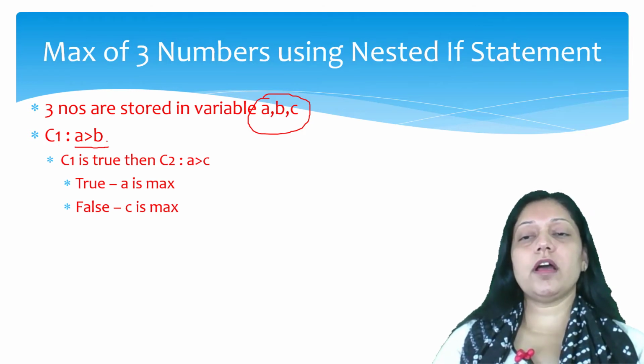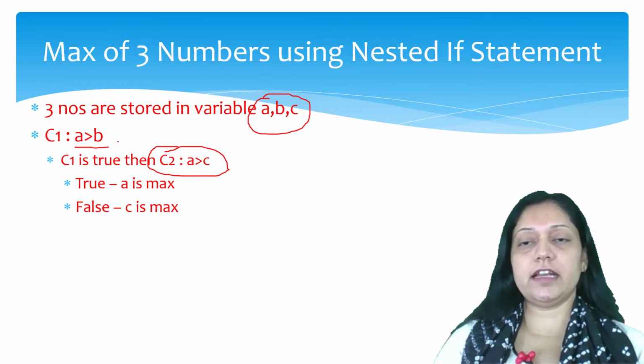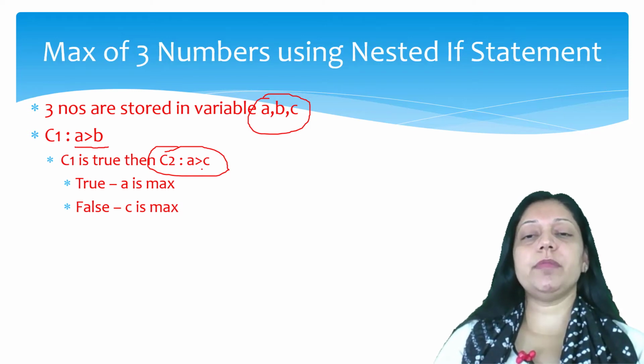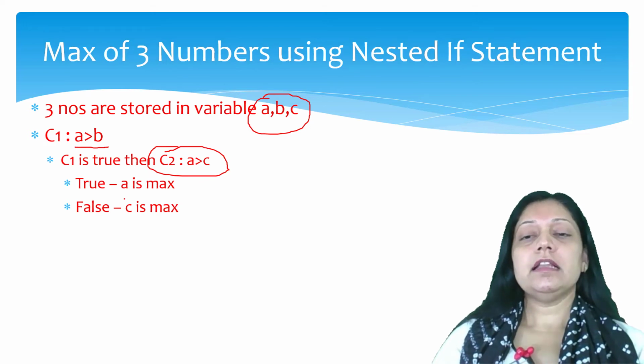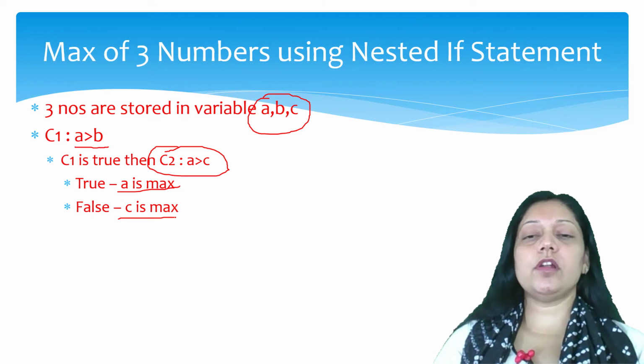If this condition 1 is true, then I'll be checking for a new condition. That is, if a greater than b is true, it means a is the maximum number, b does not come in the picture right now. So now I'll compare a with c. So my condition 2 would be a greater than c. If this condition 2 is true, then a is maximum should be printed, and if it is false, then c is maximum is printed onto the screen.